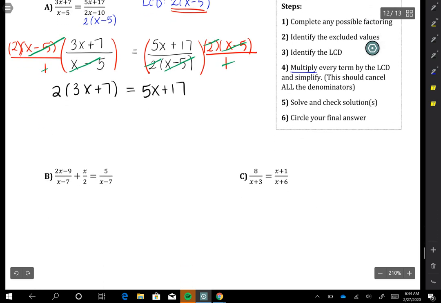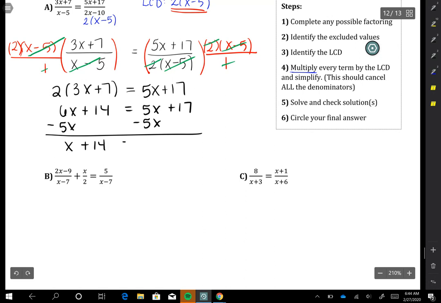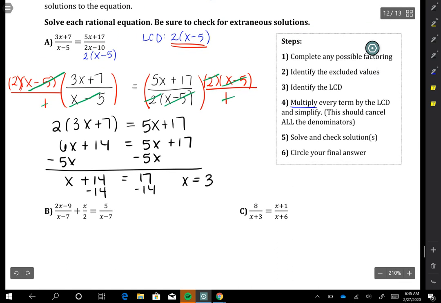Here we go. Let's distribute our 2. So 6x plus 14 equals 5x plus 17. Let's get our x's together. So x plus 14 equals 17. Then subtract 14, x equals 3. Now we just need to confirm that 3 would not be one of our excluded values. You can do this in the beginning or the end. We would only have one from this factor x minus 5, so we know x cannot equal 5. Our solution is 3, so that should be good.